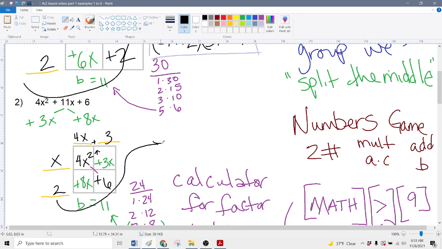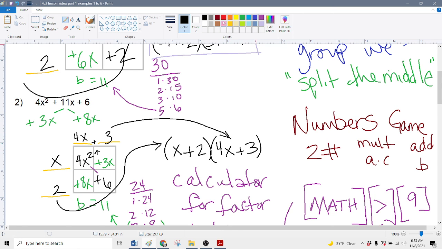Perfect. We'll take those side terms and put them in the first set of parentheses. Don't forget to write that plus because it's positive. Okay, if we don't see anything there, we've got to put that plus in. 4x plus 3 are the terms on the top. We put them together in the second set of parentheses, and that is the answer on example number 2.